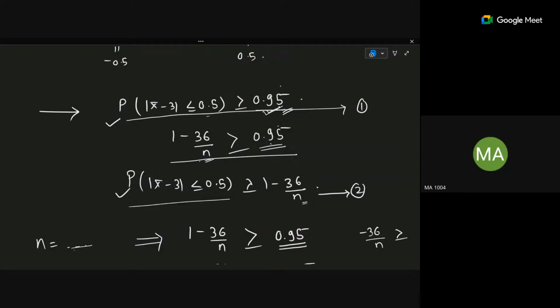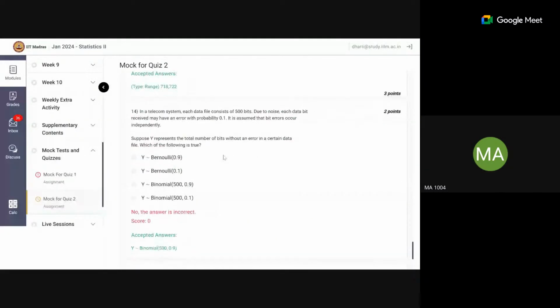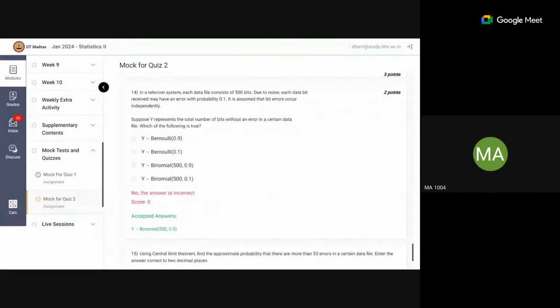So what about the next question? In a telecom system, each data file consists of 500 bits. Due to noise, each data bit received may have an error with probability 0.1. It is assumed that the bit error occurs independently. Suppose y represents the total number of bits without an error in a certain data file. Which of the following is true? Okay. Anyone solve this question? Ma'am, binomial 500, 0.9. Okay.